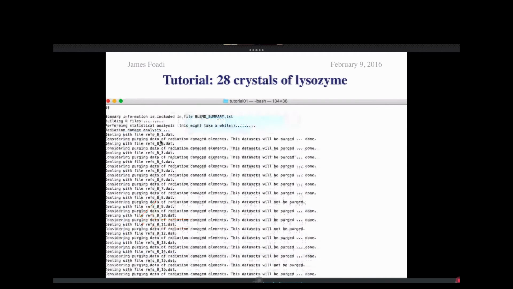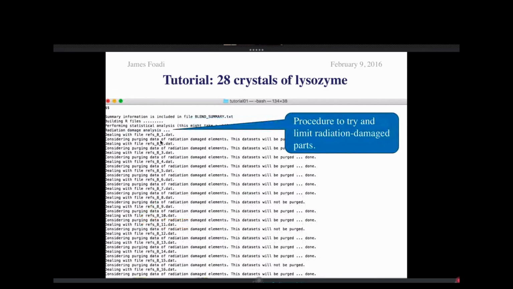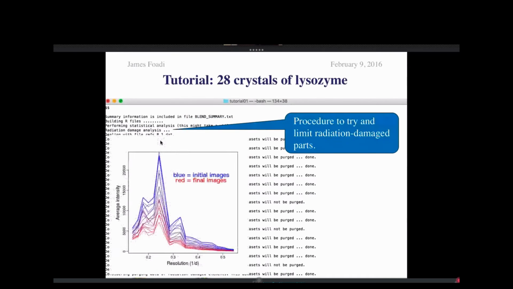Next, the procedure to detect overall degradation due to radiation damage is performed. The procedure goes as follows. In this picture, we can see intensity values averaged in resolution shells, each curve including reflections from groups of 3 images at a time. Bluish curves indicate data from initial images during data collection. Reddish curves indicate data from final images. Degradation from radiation damage means that bluish curves should be higher than reddish curves. Besides, this decrease should be faster at higher resolutions.